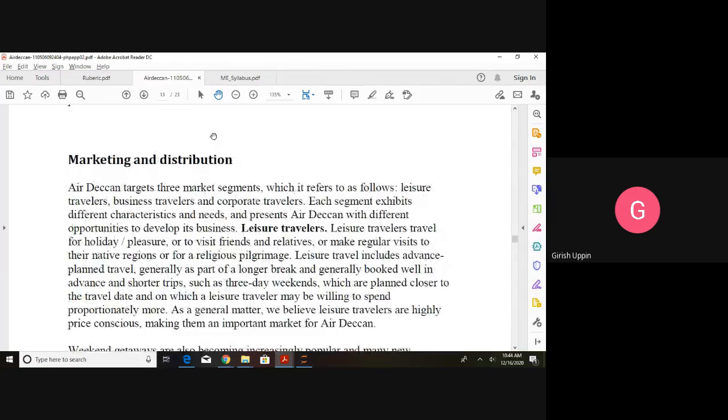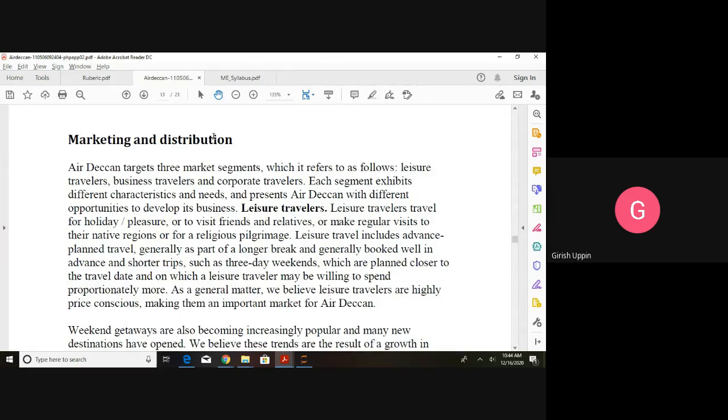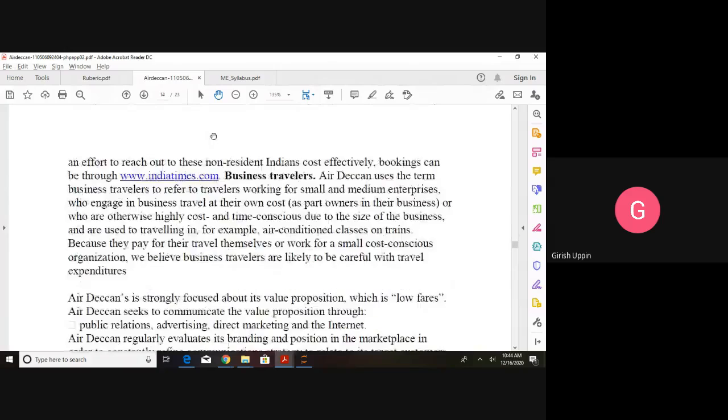Marketing and distribution. Constantly, they worked on the different routes, profitable routes. And that is how they increased their market share. So there is some diagram which shows the market share.